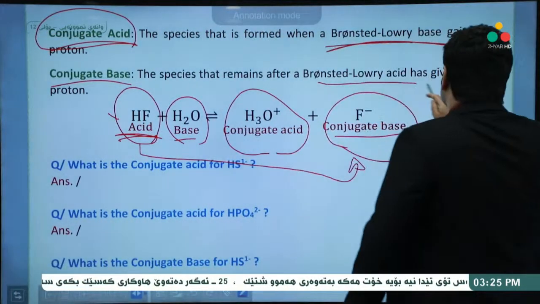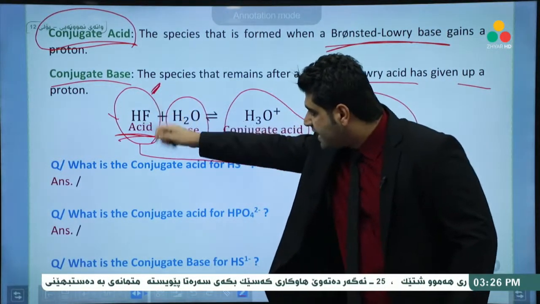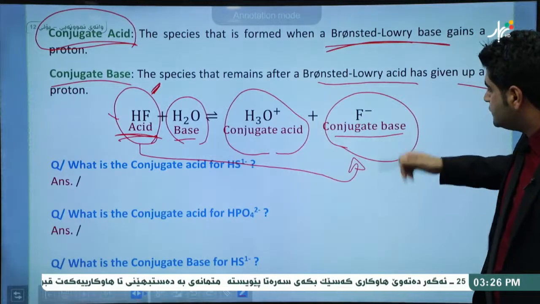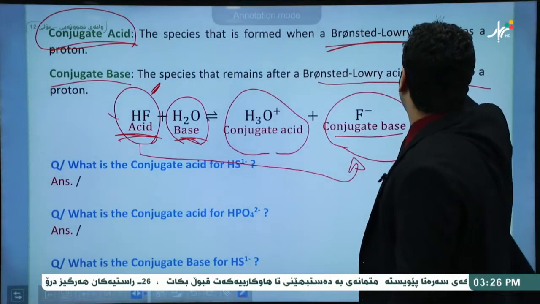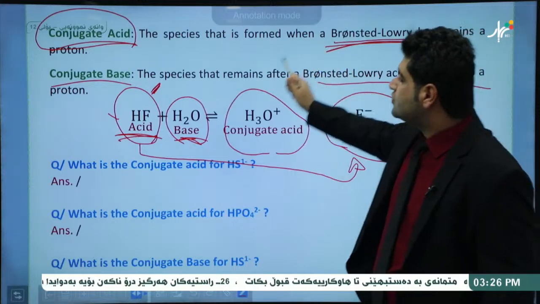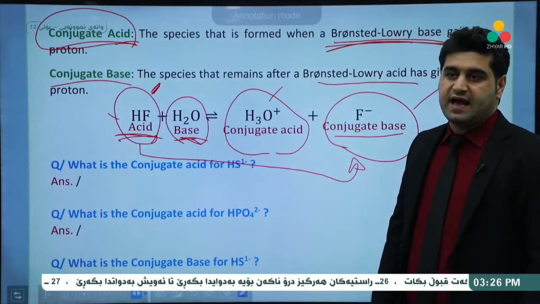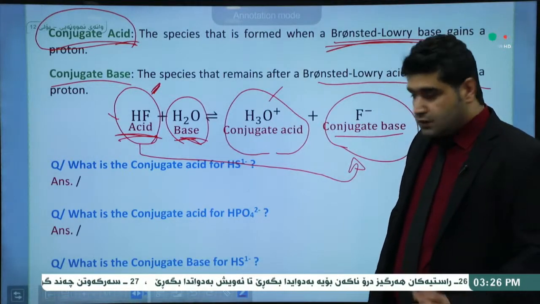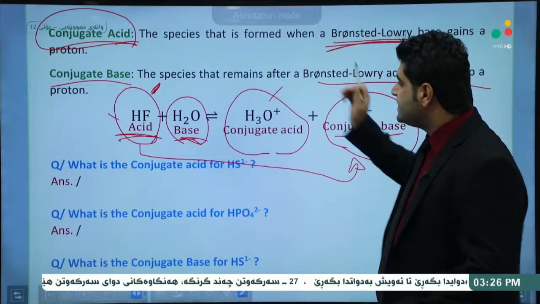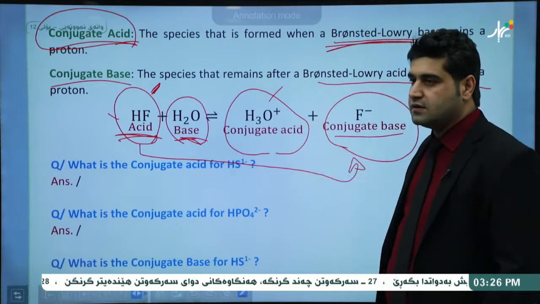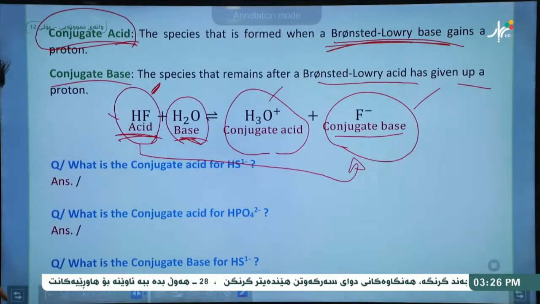Look, a conjugate base forms when a Brønsted-Lowry acid has given up a proton. We have a Brønsted-Lowry acid and it gives up its proton, so it will be a conjugate base. For the base, look, when a Brønsted-Lowry base gains a proton, it will be what? Conjugate acid. So H3O+ is a conjugate acid. Okay, you see that? Acid after releasing a proton will be a conjugate base. Base after gaining a proton will be a conjugate acid. It's very easy for understanding.